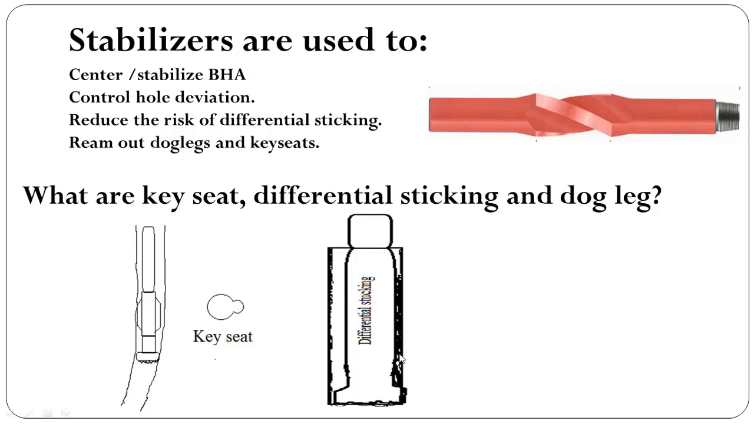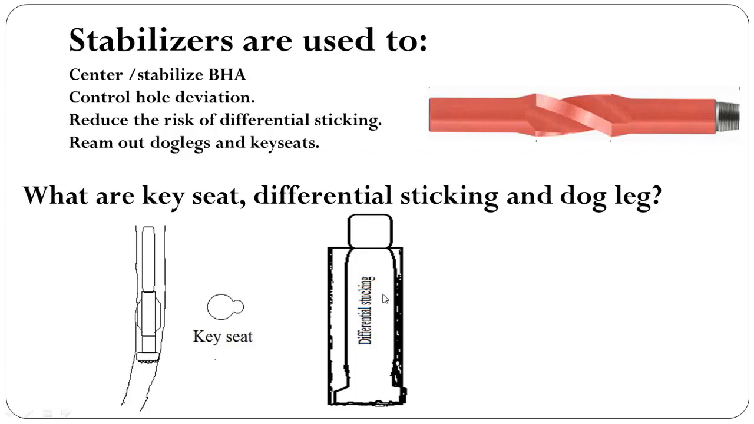So if we have a porous and permeable formation and the filter cake is not normal, it is thick, then the drill string will not be able to move up or down. We will observe the overpull and the string will not be free.